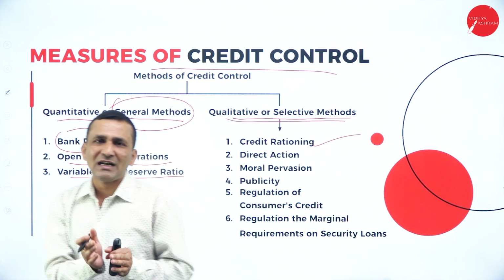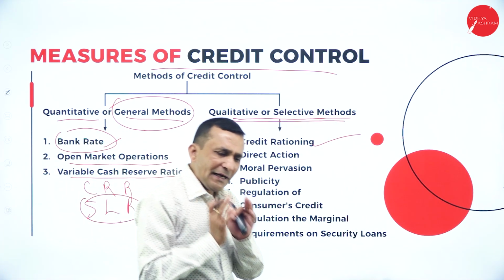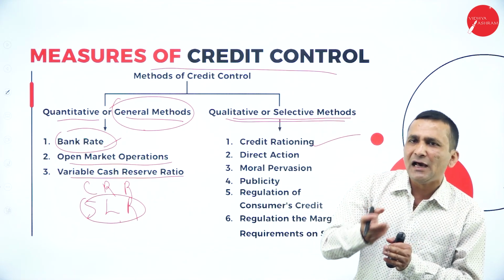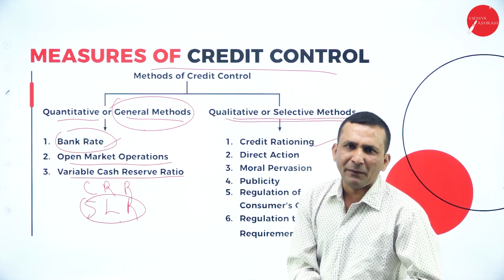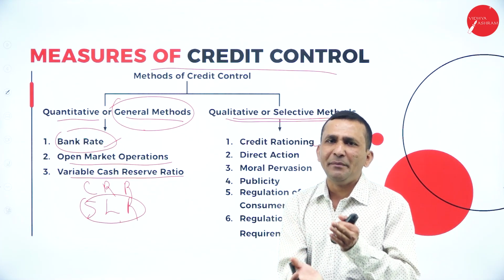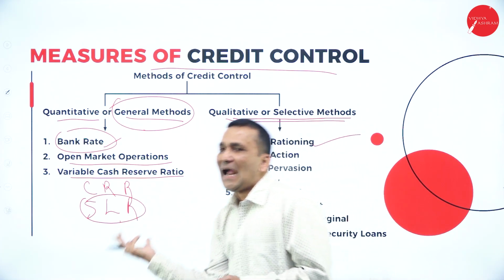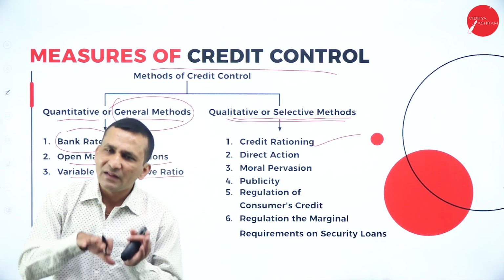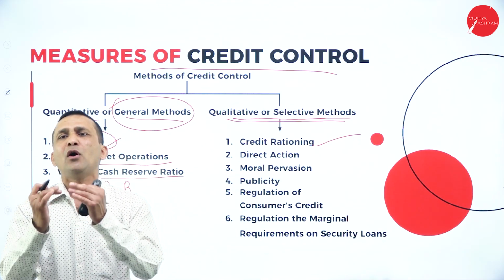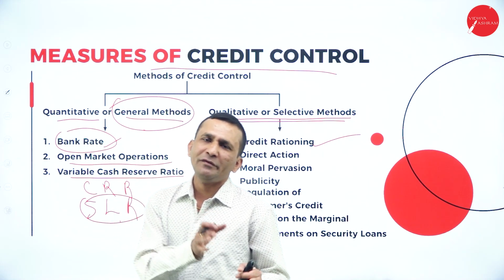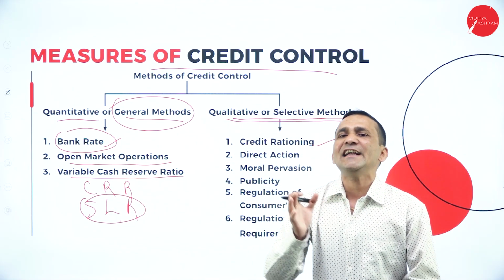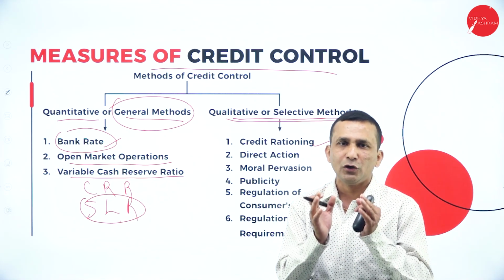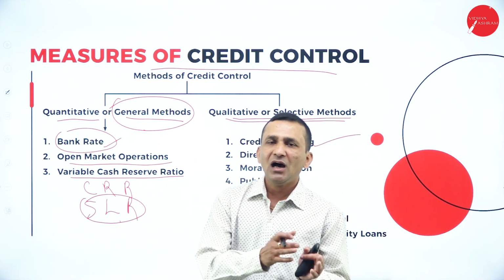Under the qualitative or selective method, the first one is credit rationing. Credit rationing means what actually? Whenever the individual commercial bank gives a credit facility or lends a loan to needy people, what credit limit do they want to maintain? What guidelines are given by the RBI, and how does the individual commercial bank implement and follow them at the time of lending credit, whether it is a nationalized or scheduled bank.